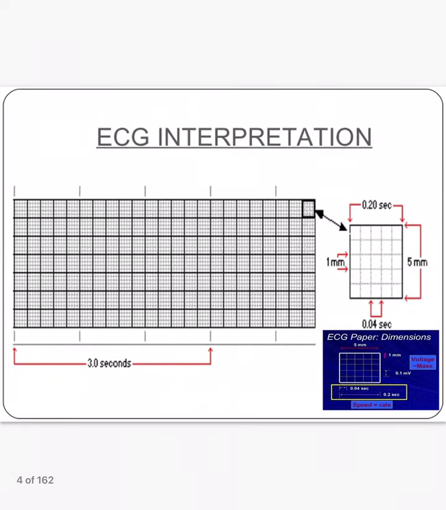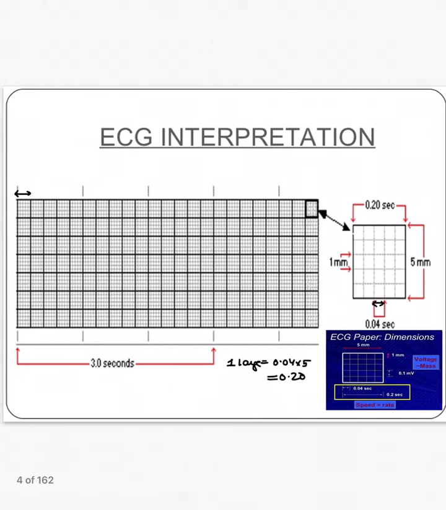First of all, this is the ECG interpretation paper. See what happens. You have small squares and one large square. One large square has 5 small squares. This is the time interval square. One small square is 0.04 second. So one large square will be 0.04 into 5, which comes out to be 0.2 second.